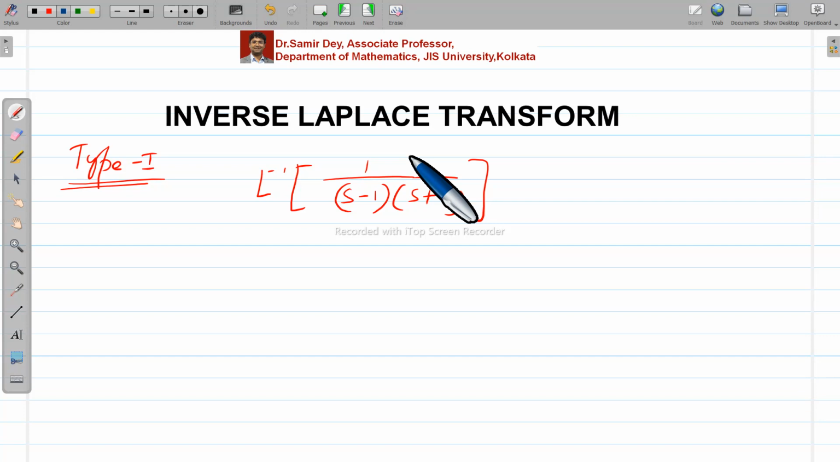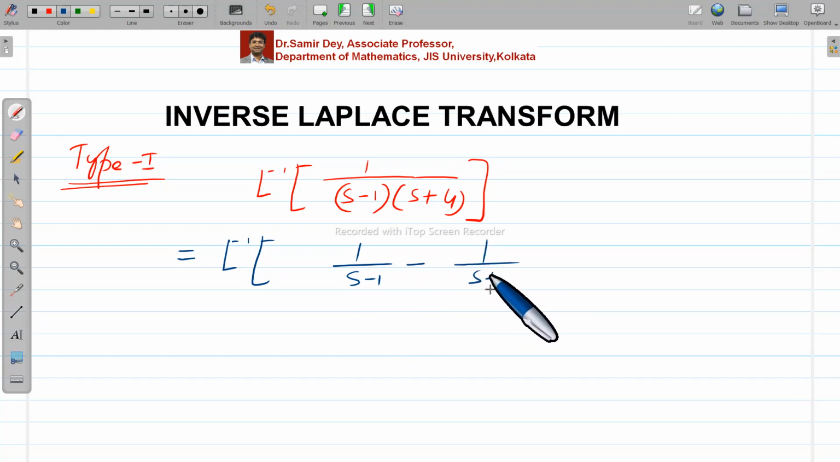Already you know from your class 11, 12, if you have this type of problem, if you want to separate this, you need to apply the partial fraction technique, but it will take some time. But here I am going to discuss a special formula process. Without any partial fraction you can separate it. Suppose you want to solve it, then what you do is very easy. First you have to write down 1 by s minus 1, minus 1 by s plus 4.